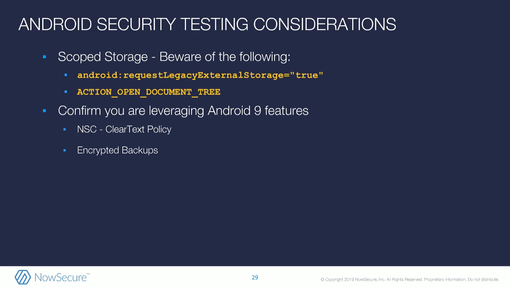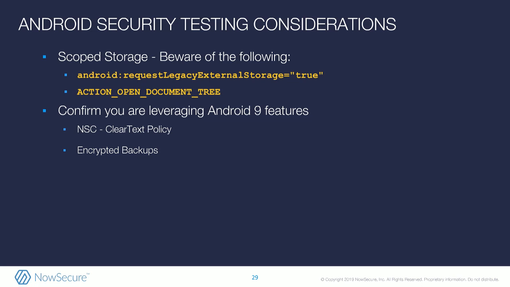The other thing is that ACTION_OPEN_DOCUMENT_TREE. I think that's going to be a permission that we're going to see really commonly in malware as Android Q apps start rolling out. But this won't be for another year, until fall 2020, so be aware of that.